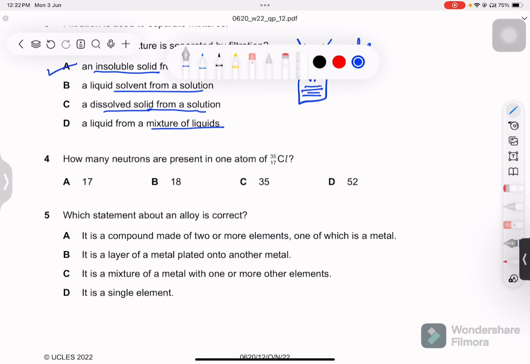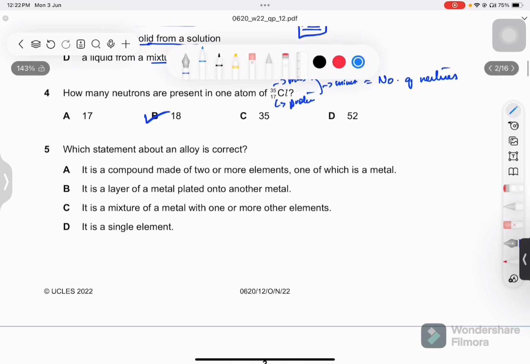Next, how many neutrons are present in an atom of 35 17 Cl? So the number 35 is the mass number and the 17 is the proton number. So mass number minus the proton number will give us the number of neutrons. So 35 minus 17, which will be 18. So the correct answer is B.